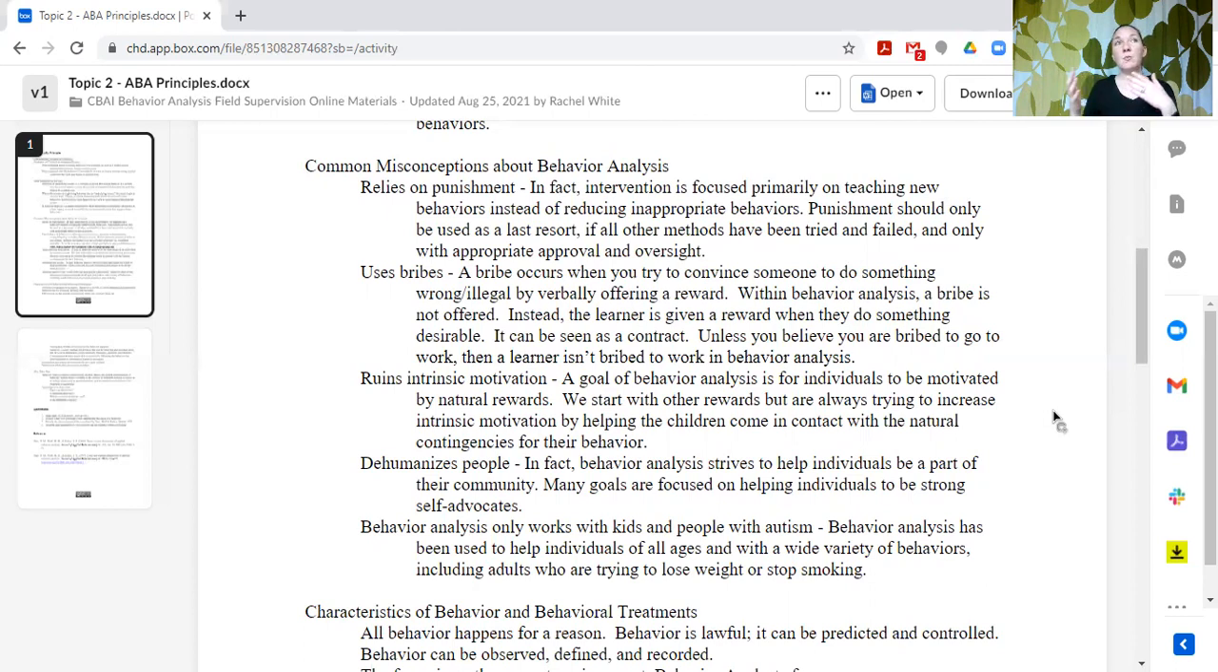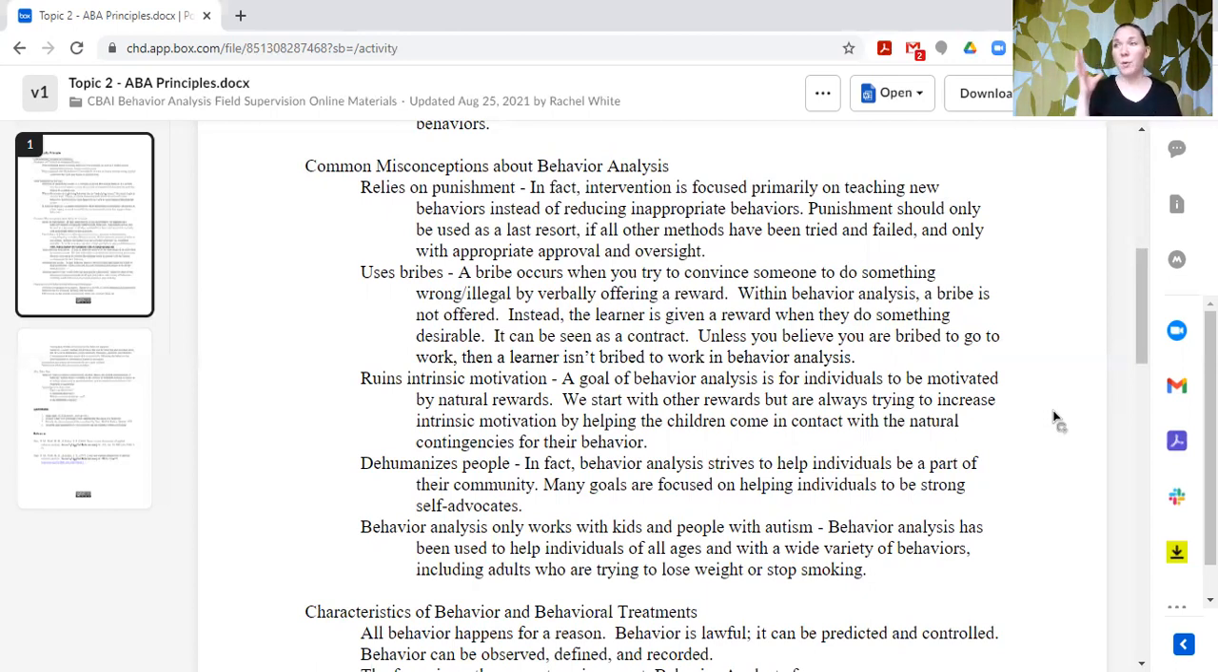Also, it's more of a behavioral contract. So when you finish this, then you can do that. And unless you believe that you are being bribed to go to work, so you work and you get your paycheck, then doing this and earning these things is not a bribe. It's a behavioral contract. Another misconception is that behavior analysis ruins intrinsic motivation.